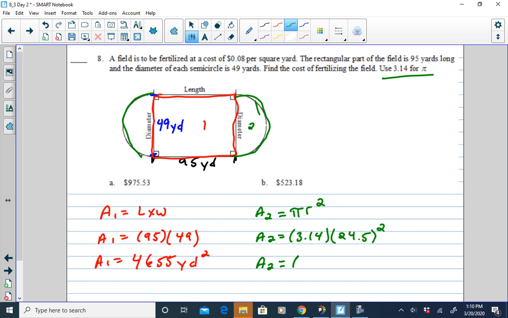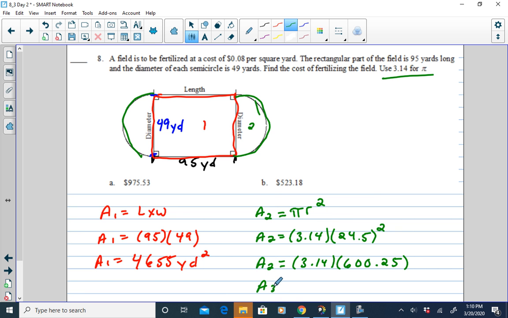So area 2 is going to be equal to 3.14. But then we have to multiply 24.5 times 24.5. That's going to give us 600.25, right? And you see what I'm doing here when I'm squaring my radius. I write the product of that power, because that's a good habit to get into, and that's where I see some of you making mistakes when you're submitting your work.